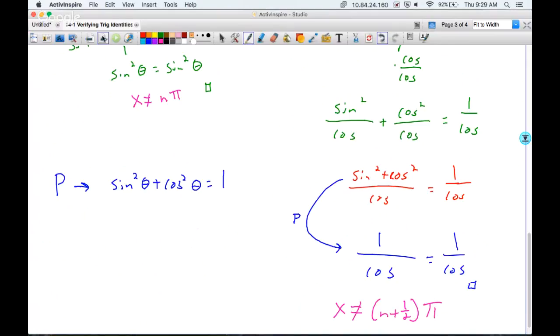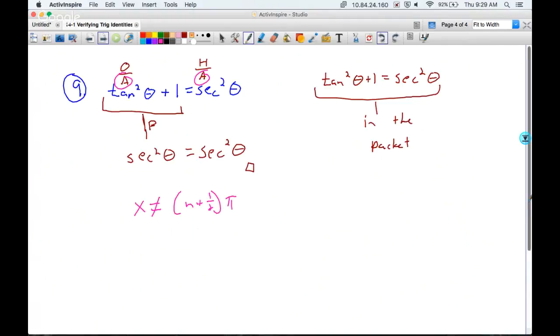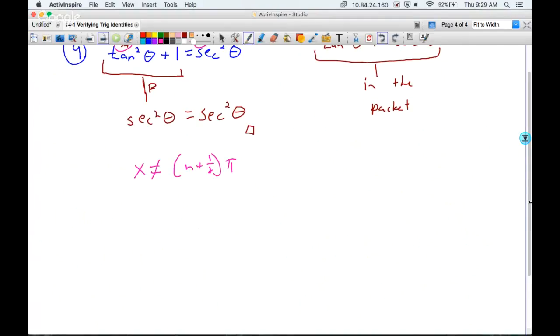All right. Let's see. I'm going to try to pick a harder one. It's not too bad. Maybe number 15. 15 looks pretty good. Sine plus cosine over sine equals 1 plus cotangent.